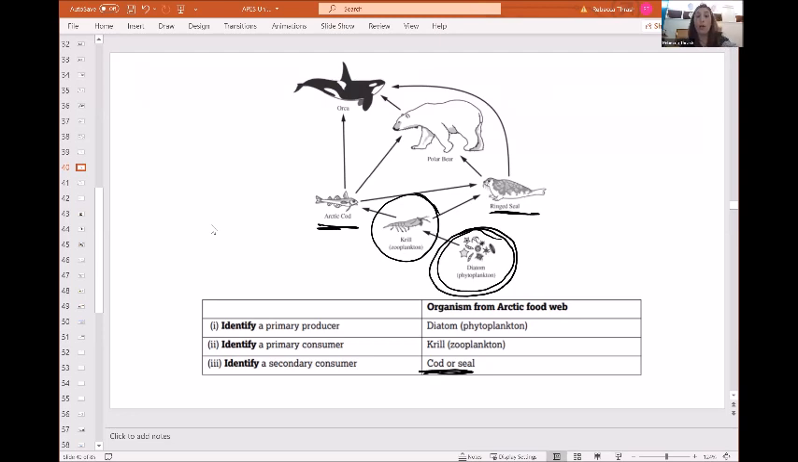Now, if you were asked if there was a tertiary consumer, that would either be the polar bear or the orca. And interestingly enough, the orca can possibly be a quaternary consumer, right? Because you've got diatom, krill, ringed seal, polar bear, orca, right? So that's a lot of links in that chain.